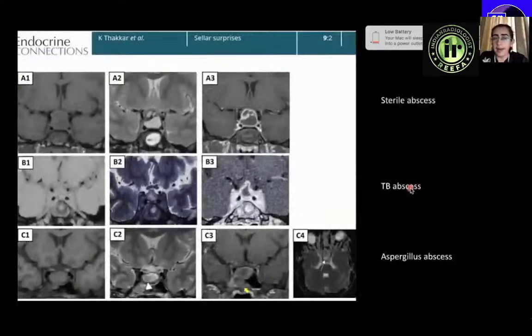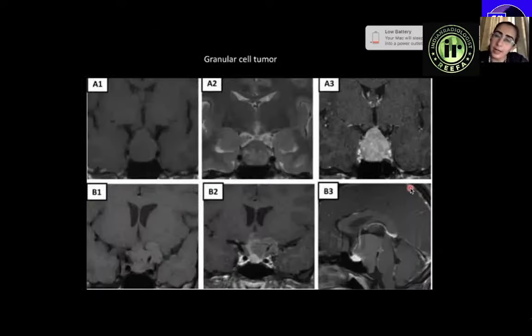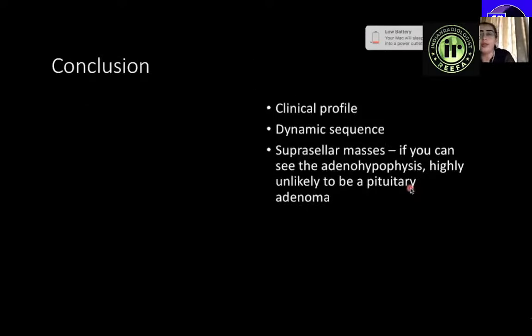Other differentials apart from the suprasellar masses are non-neoplastic pathologies like abscesses, infective etiologies, and other unusual tumors like granular cell tumor. To conclude, these pituitary masses are quite commonly seen. We have to localize the lesion. Is it in the sella or is it parasellar, suprasellar? What is the center of the lesion? And then describe the lesion, which will give us a good differential diagnosis.